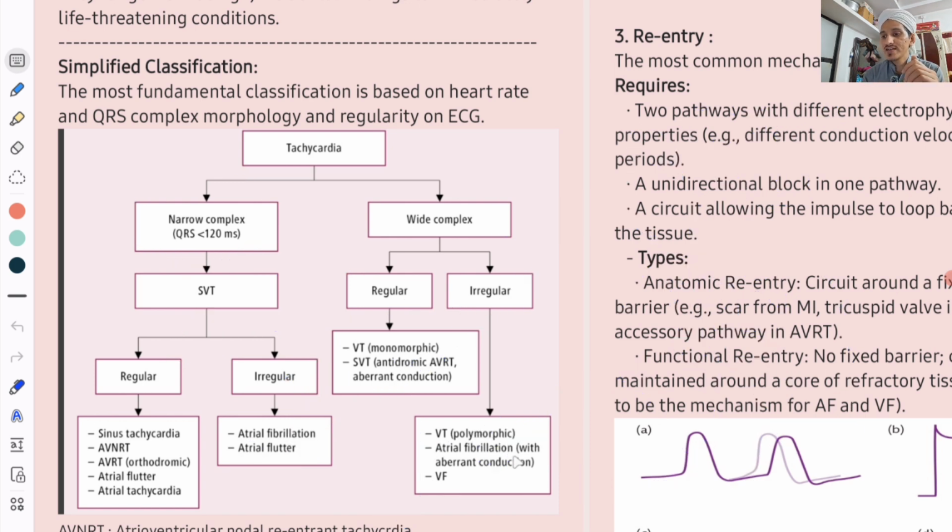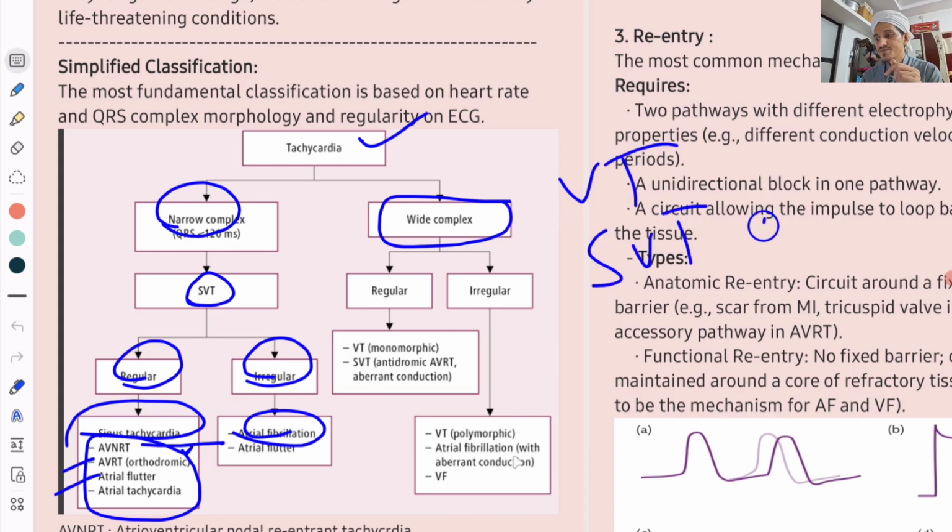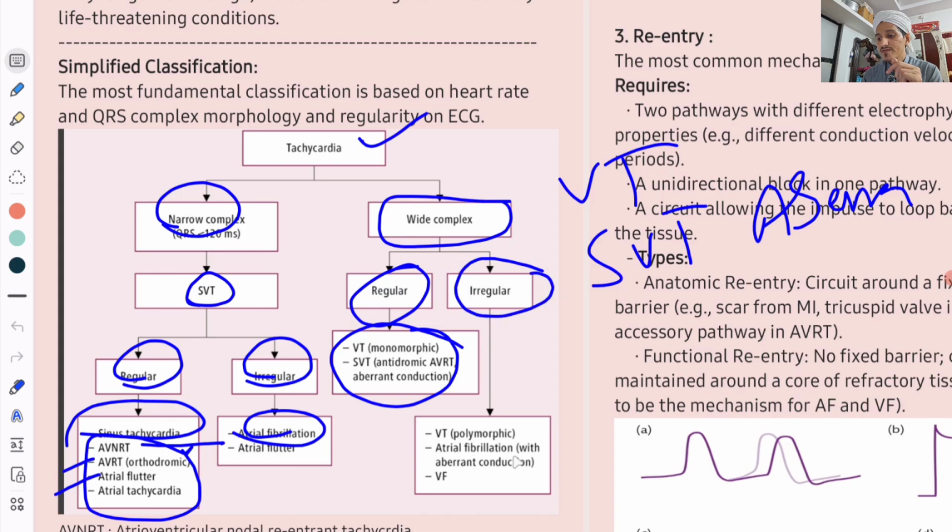Just to revise, whenever there is tachycardia more than 100 beats per minute, just see the QRS complex. If it is narrow, then it is SVT. If it is irregular, then it is atrial fibrillation. If it is regular, it can be sinus and non-sinus. In non-sinus, it can be AVNRT, AVRT, and atrial tachycardia. If it is wide complex, think of it as ventricular tachycardia unless proved otherwise, or it can be SVT with aberrancy. If it is regular, it can be VT or SVT with aberrancy. If it is irregular, it is polymorphic ventricular tachycardia or ventricular fibrillation.